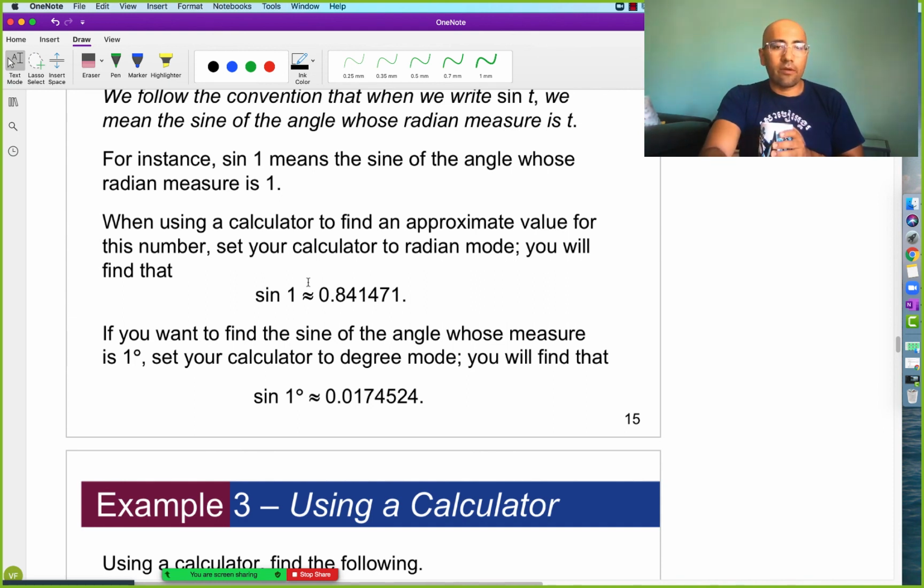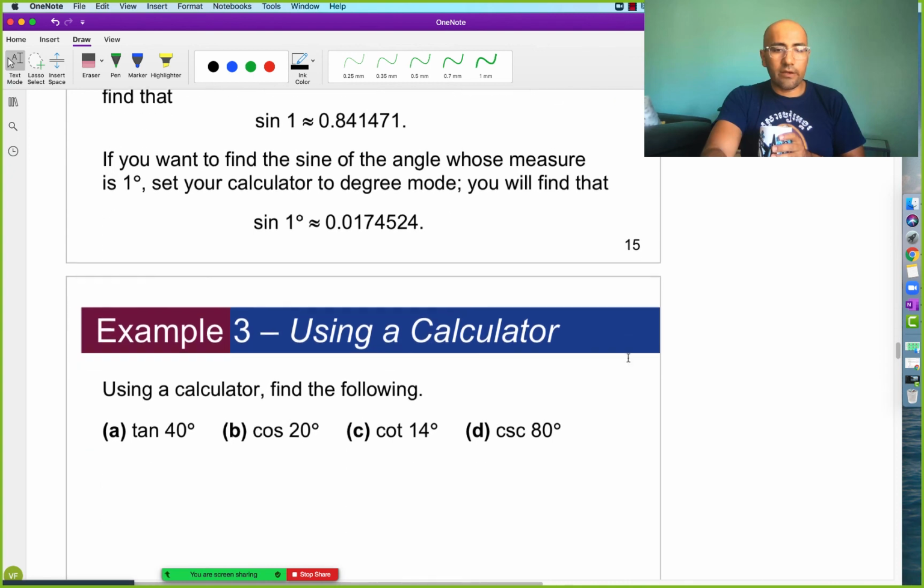Pi is 3.14. So 1/6 of a circle is about 1 radian. It's a little bit off than that because it's 1 over 6.28. So it's approximately 1/6. This is approximately 60 degrees. So it's pretty big. Whereas 1 degree is 1/360th of a full rotation. That's actually pretty small. So you get very, very different answers. So make sure that your calculator is in the correct mode.